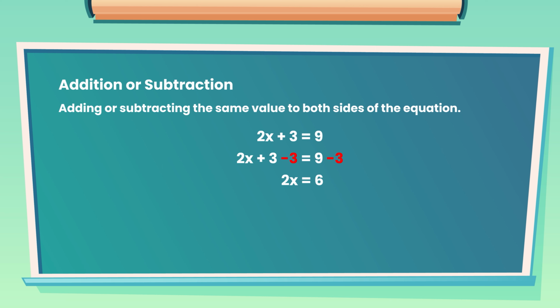Here 2 is multiplied by x, therefore we need to divide both sides by 2. x is equal to 6 divided by 2. Simplify. x is equal to 3.